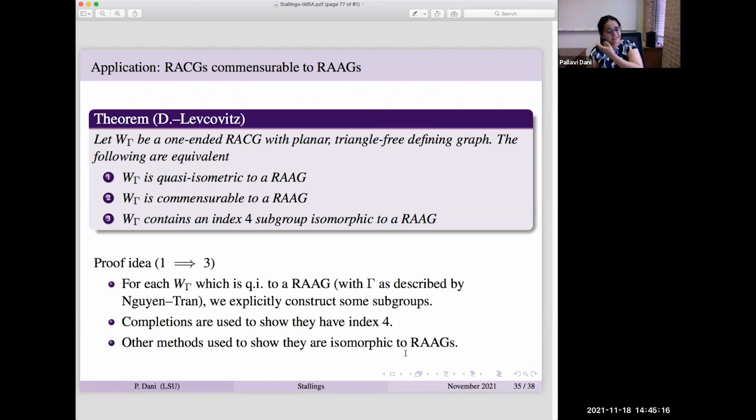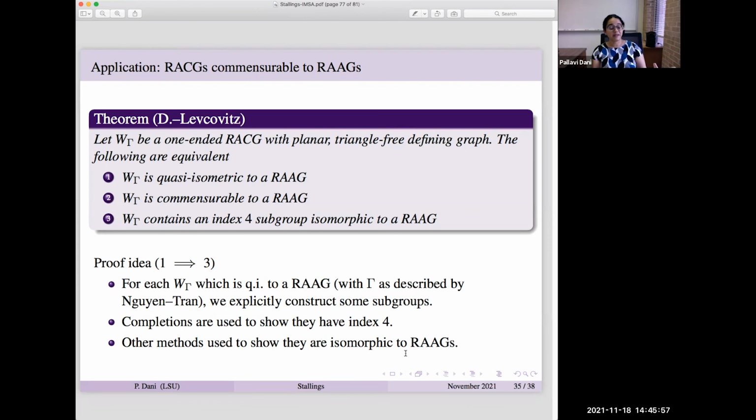And so the idea there was to start with, because we're in the context that Nguyen Tran already characterized which ones are quasi-isometric to a RAAG, we just start with their description and take those groups, and then we explicitly construct some subgroups. And the application of completions is to then use completions to show that those explicitly constructed subgroups actually have index 4. And then we use different methods to show that they're actually isomorphic to RAAGs. But the completions form a really important part of that argument.